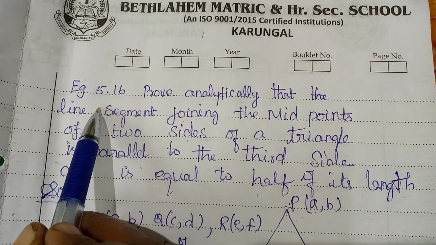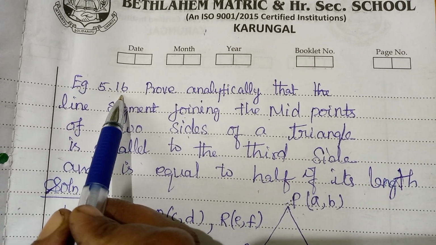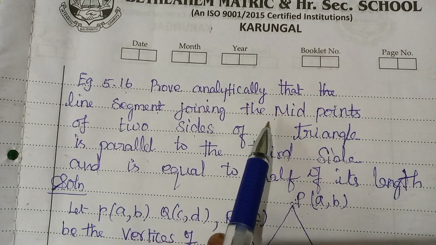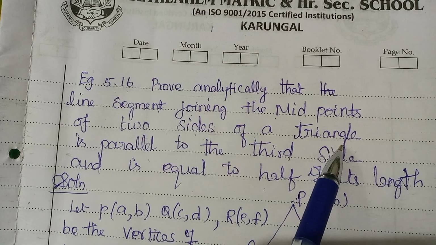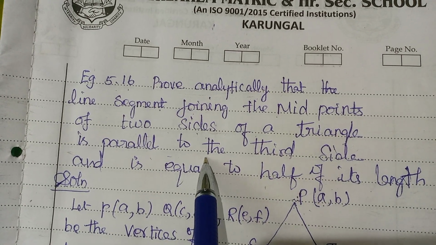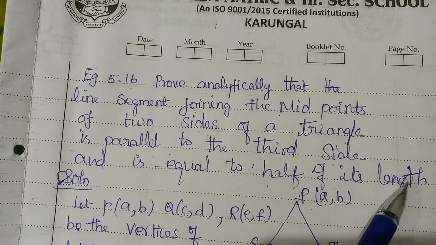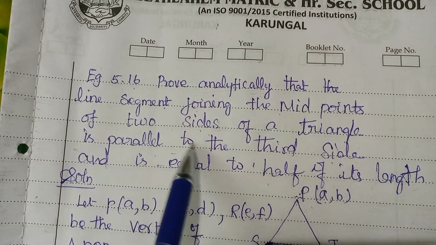Okay, now let's write the next example, 5.16. What is 5.16 now? Prove analytically that the line segment joining the midpoints of two sides of a triangle is parallel to the third side and is equal to half of its length. Isn't it? What is given? What do you have to find out?